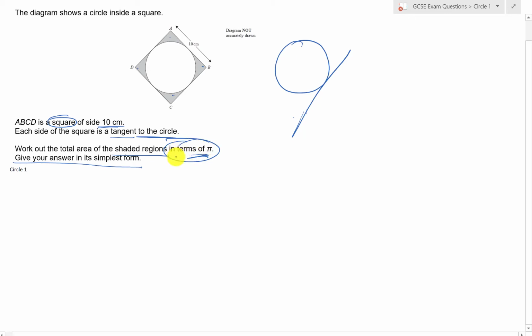So when it says leave it in terms of pi, it is only worth 3 marks. They wouldn't ask you to go to the moon and get back. Well, they wouldn't ask you to multiply decimals. Anyway, ABCD is the square of 10 centimeters. So first of all, let's work out the area of the square, which is 10 times 10, which is 100 centimeters squared.